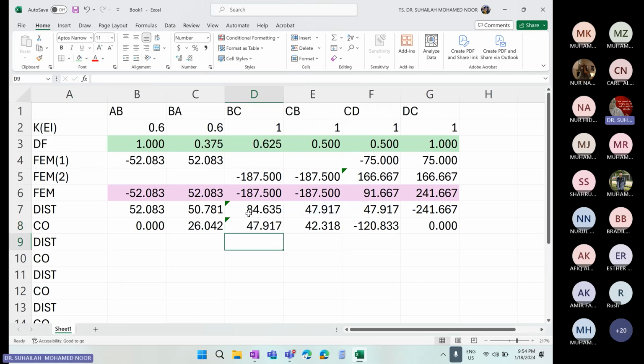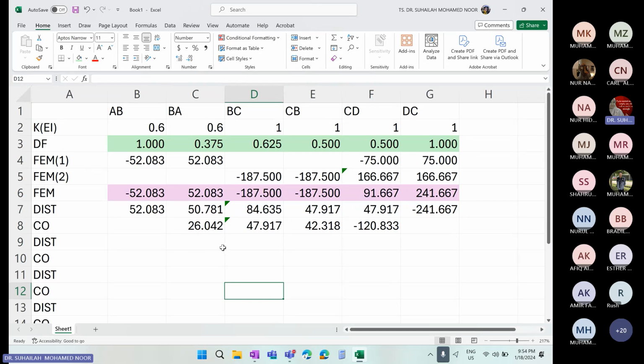Okay. So this is carry over. For the first carry over, this is the answer. Actually, the 0 we just leave blank. Do not need to write 0 in the table, except the 0 for DF. The 0 moment, no need to write in the table. No need to fill the table with all the values.